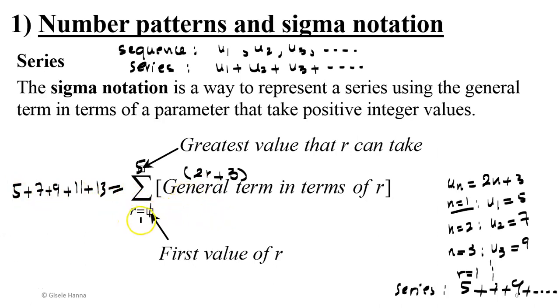Now, however, the range of the parameter does not necessarily have to start with the first term. It really depends on what you wish to add. If you start r at 3, from 3 to 5, then you'd be adding these 3 terms, starting from the third term, then adding the fourth, then adding the fifth. Now, this is a general idea on how we deal with the sigma notation to represent a series.